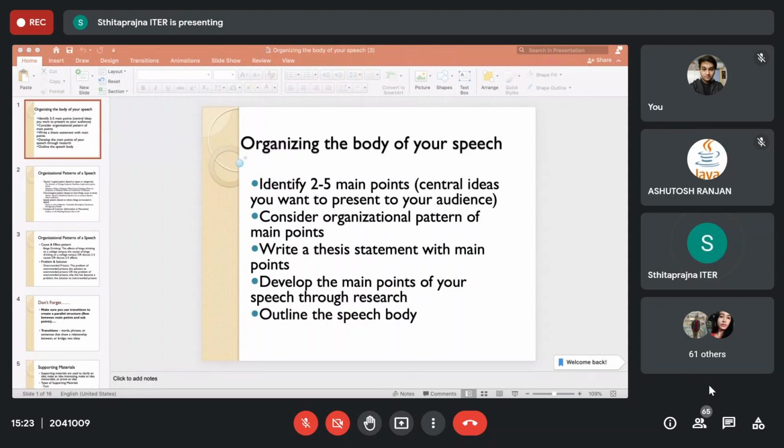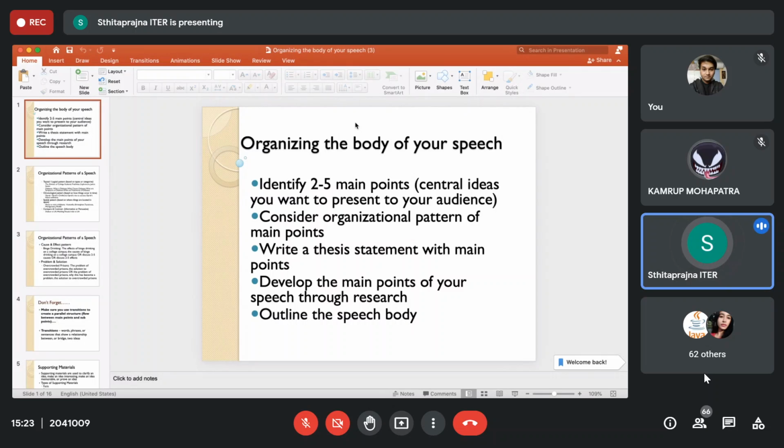Great. So in this unit, since we have already known how to write an introduction and how to write a conclusion, we go on to learn how to organize the body of our speech. We have to identify 2 to 5 main points or central ideas which we want to present to our audience. And then consider the organizational pattern of the main points. How do we organize them? Write a thesis statement, that is the central idea, develop the main points, and outline the speech body.